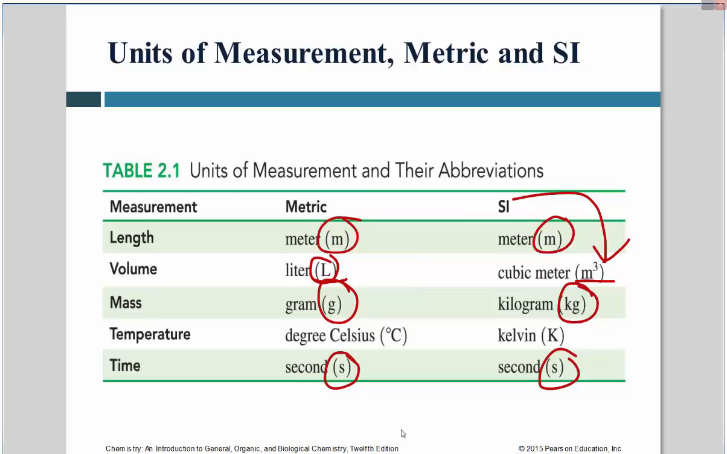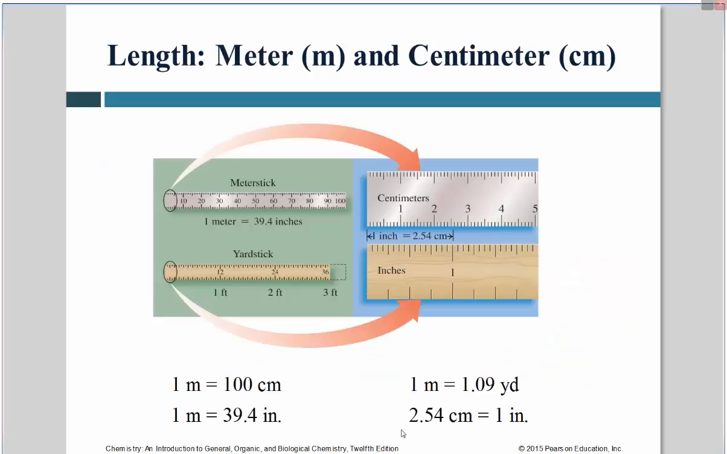And then temperature, degrees Celsius, is the common one. We're using Fahrenheit, which would be the English units. And then we have kelvins, which is the SI community, the scientific community.